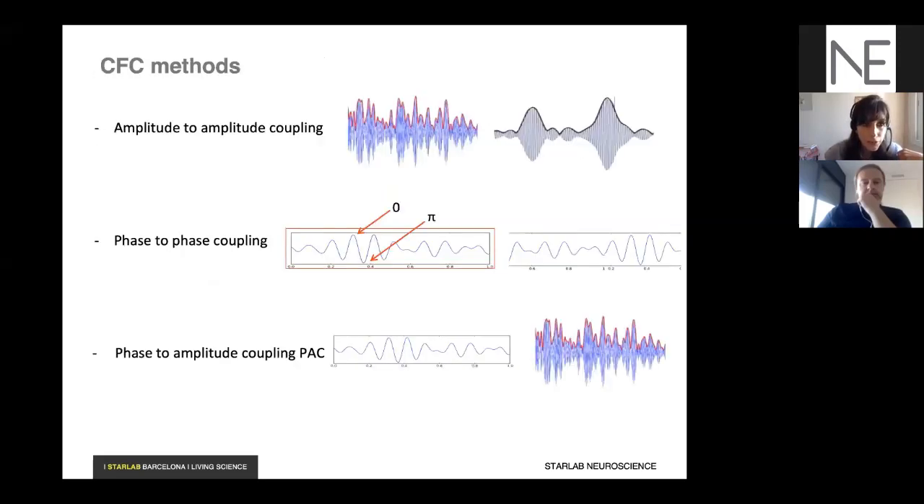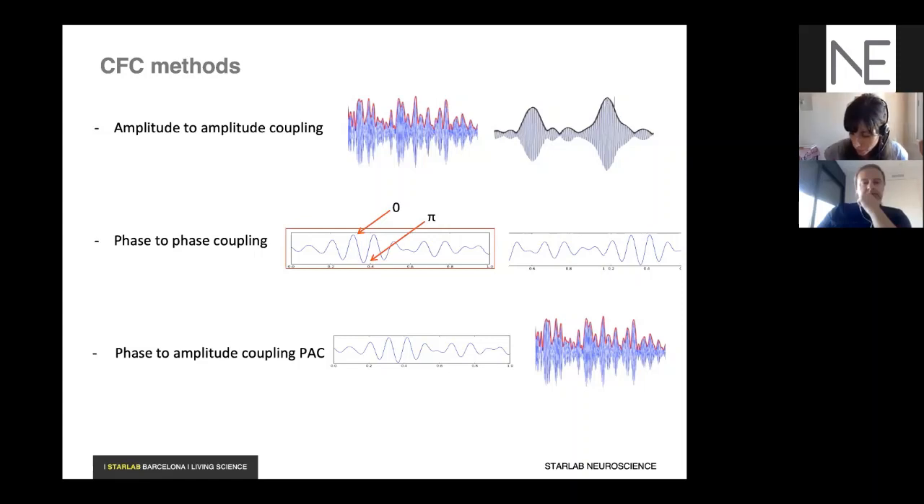There are different cross-frequency coupling methods, which include, for example, the amplitude-to-amplitude coupling between two different oscillations, like a low frequency oscillator and a high frequency oscillator, for example theta band and gamma band. We also have phase-to-phase coupling, and finally, we also have phase-to-amplitude coupling, which is commonly written as PAC.